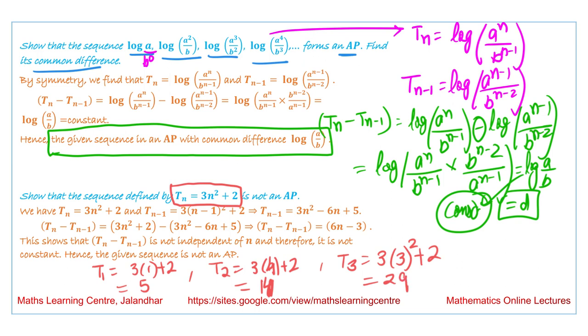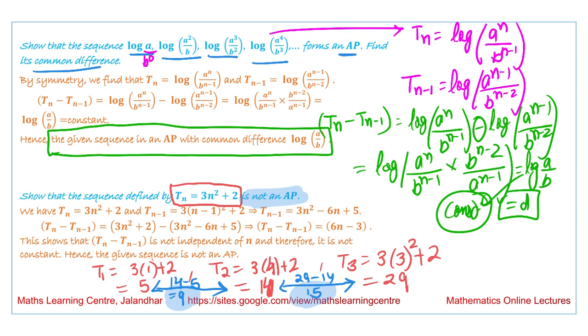So if we subtract these values, what is the difference between these two values? It is 14 minus 5, that is equal to 9. What is the difference between these two values? It is 29 minus 14. So the difference is 15. So what we obtain from these two results is that the common difference we are talking about is not constant. There is no common difference over here. The difference between the term and its preceding term is not fixed. So we are saying it is not an AP. This is also a method to solve these kinds of problems.